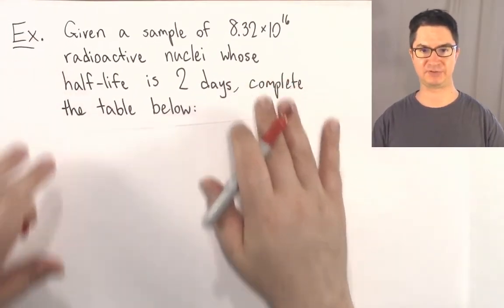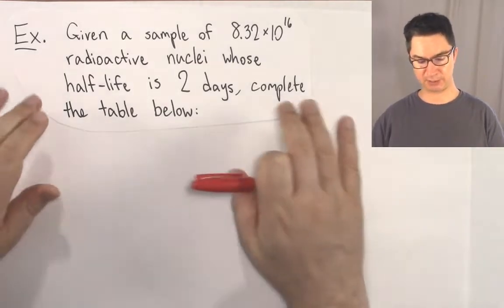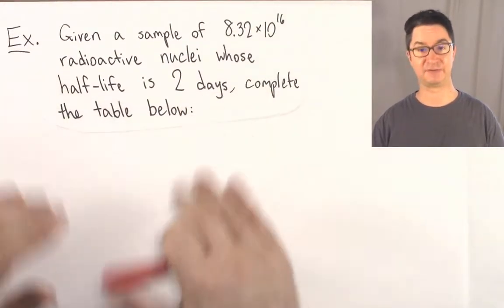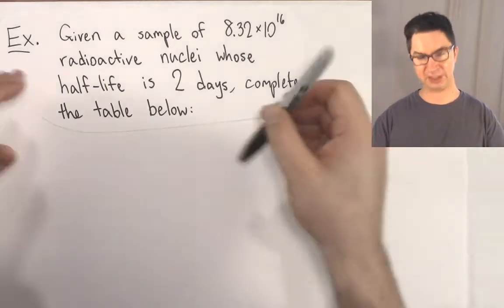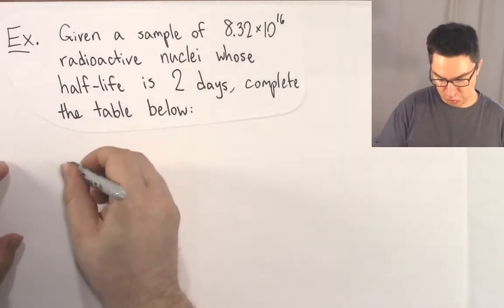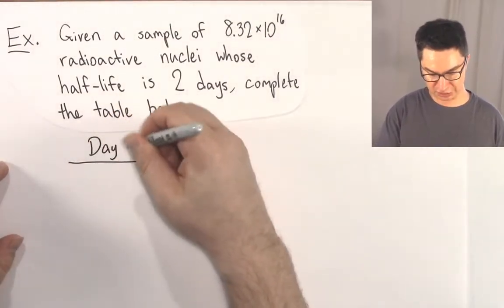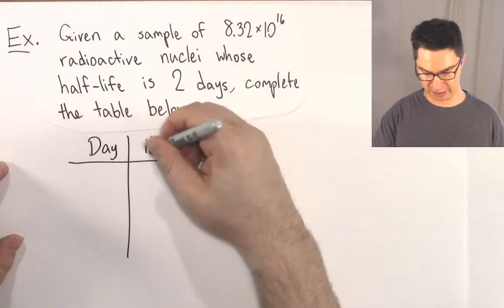Let's say we have a sample of 8.32 times 10 to the 16th radioactive nuclei, and let's come up with a nice, neat half-life of 2 days. So we can complete a table showing the decay of these nuclei over time. Very easily we could look at the number of days, and then the number of nuclei.